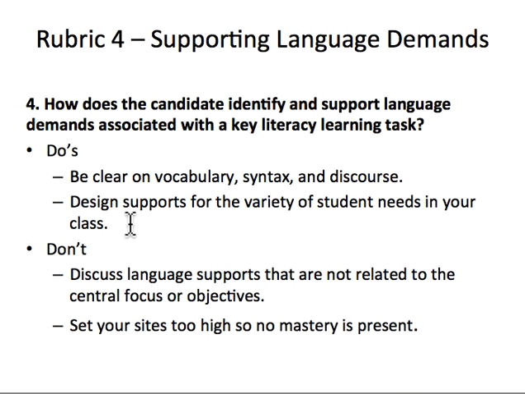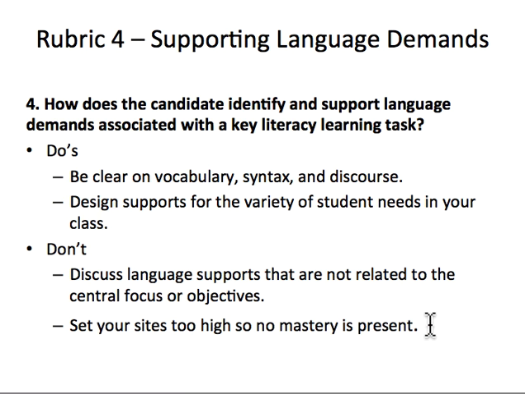And so make sure that you are proactive in thinking about and designing supports that are going to target those things. Don't focus on things that aren't related to the central focus. Again, that means you're out of alignment and you're wasting everybody's time, and it makes it look like you don't know what you're doing.